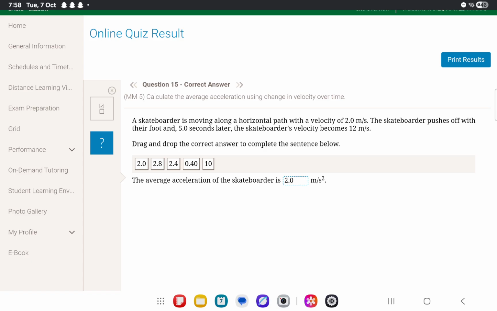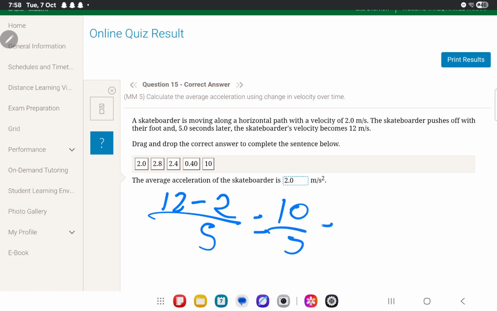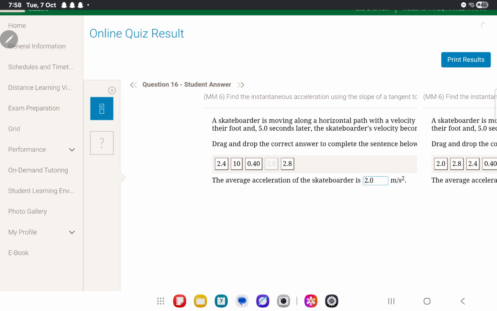A skateboarder is moving along a horizontal path with velocity of 2 meters per second. The skateboarder pushes off with their foot, and 5 seconds later, the skateboarder's velocity becomes 12 meters per second. Now, the average acceleration, okay, you have V initial, you have V final. This should be very, very easy. So 12 minus 2 over 5. This is 10 over 5. What's 10 over 5? 2 meters per second squared. Done.